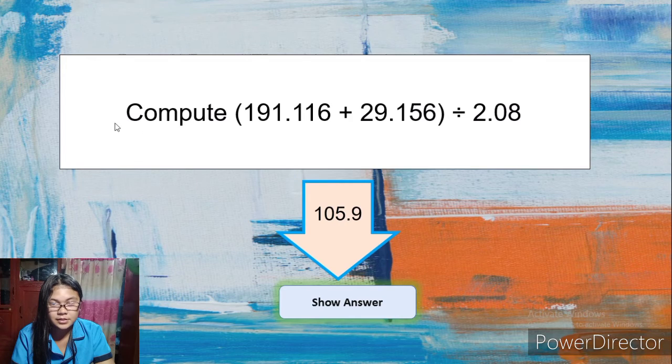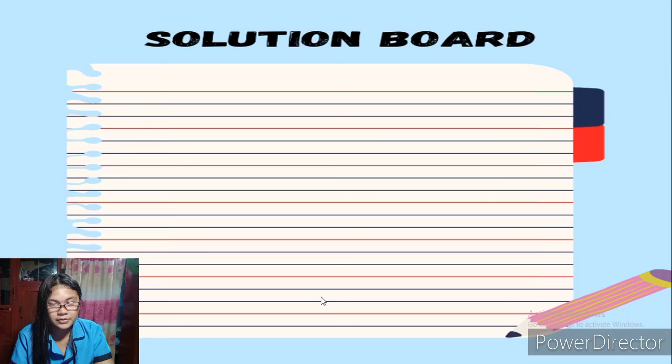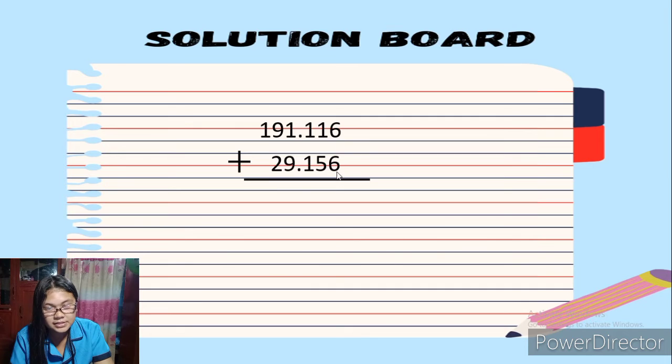So, next, compute 191.116 plus 29.156, divided by 2.08. So, this is the answer. How did it happen? 191.116 plus 29.156. So, 6 plus 6 is 12. The 2 stays here, and the 1 goes here, because they are connected. This is the last digit, the 1s, 10s, 100s, like that. So, the 10 was placed here.